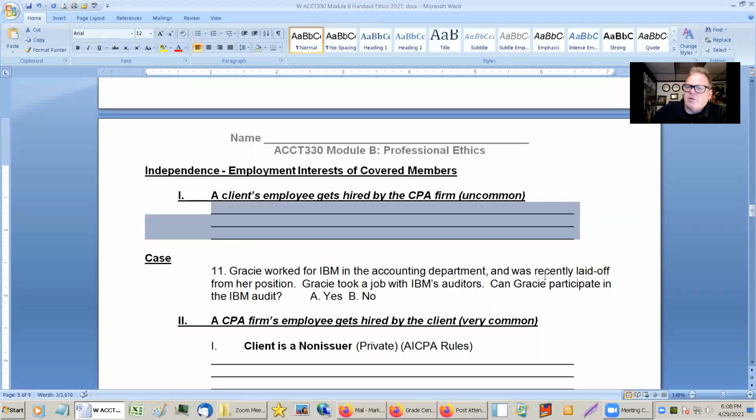But it is a much more rare thing, unless they have some kind of specialized background that they didn't need anymore, some kind of programming thing or something. It's hard to imagine that happening very often, but it can. So an employee goes from a client's employee, so someone working, say, at IBM, goes to work for the CPA firm that's doing the audit. Okay, again, that's probably fairly rare, but it can happen. It's certainly in the realm of possibilities.